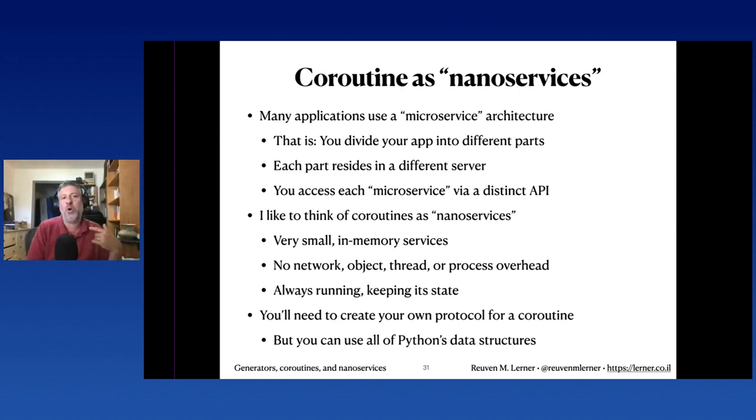So think of it this way. Many applications use what's called a microservice architecture. So you divide your application into many, many different parts. And each part is on a different server. So it has its own state, it's separate, but it keeps that state across calls and so forth. And then you access each microservice via a distinct API.